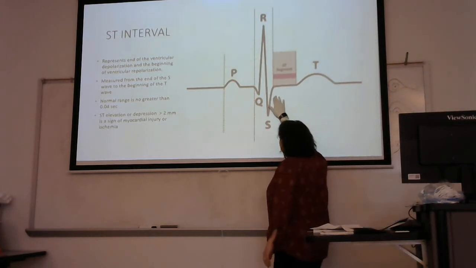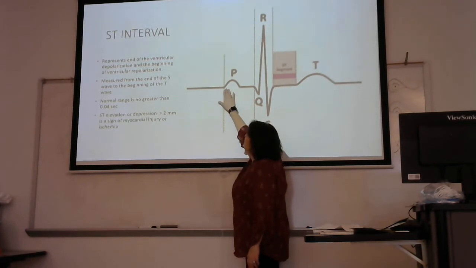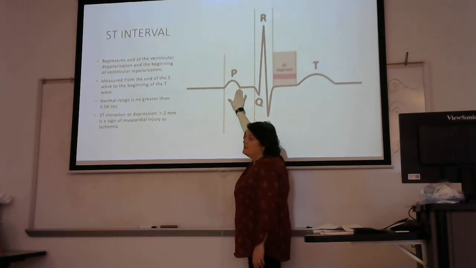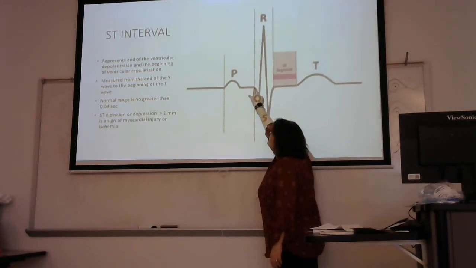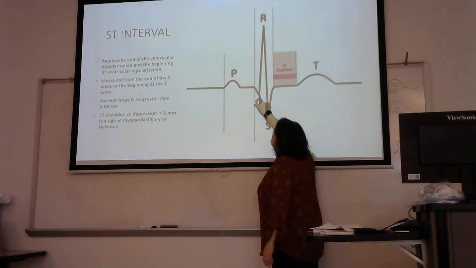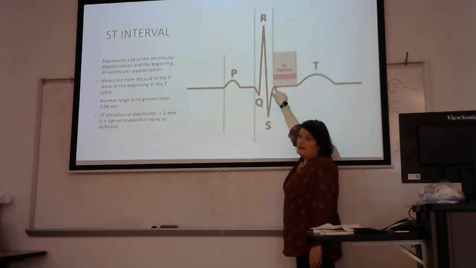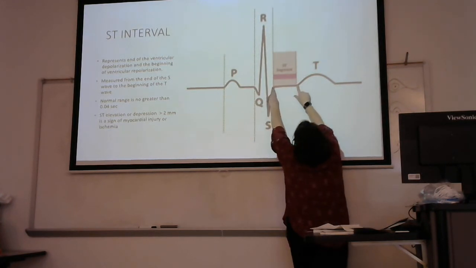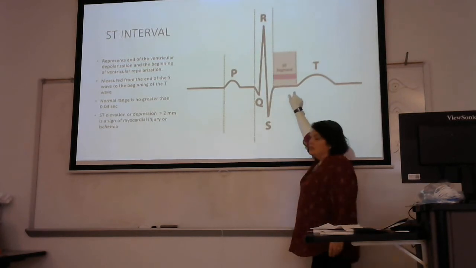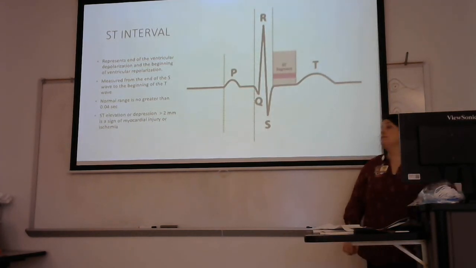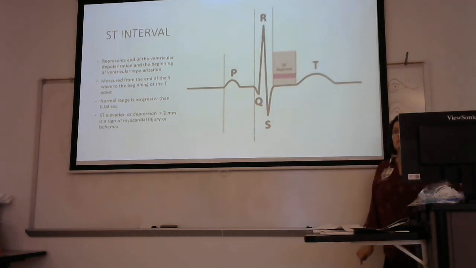So, the baseline, beginning of my P, end of my P. Baseline, beginning of my Q, R, S, it comes back to baseline here. So this little area right here is your ST segment, okay? It should be no more than one small box. If it's really high or it's really low, then we're concerned about ischemia.